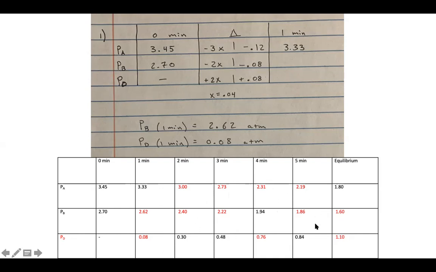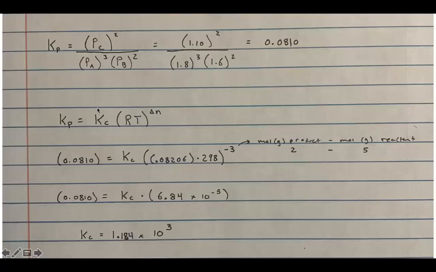Okay, so what you would have done is fill out this chart and get these equilibrium values. Once you had these equilibrium values, we want to plug them in to find our equilibrium constant, Kp. Kp will equal the pressure of our products, which, I'm sorry, that should have said pressure of D. The pressure of D squared divided by the pressure of A cubed times the pressure of B squared.